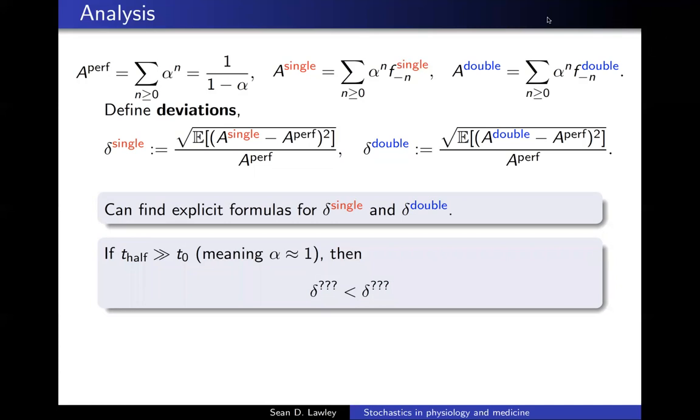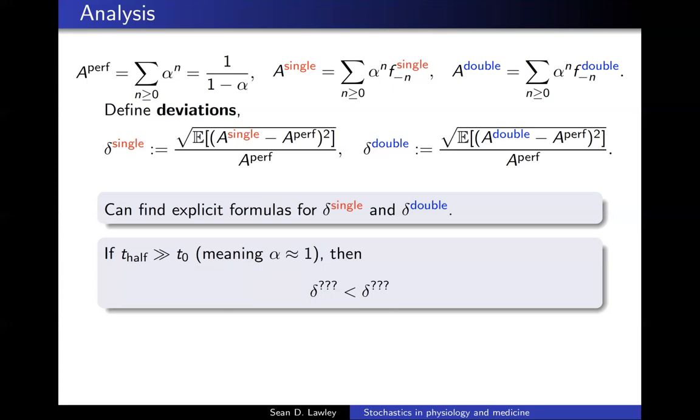Anyone, feel free to speak up or post in the chat. Let me first ask, if the drug has a long half-life, so T half is much longer than the dosing interval, and that means this alpha is close to 1, which dosing protocol has a smaller deviation? Put another way, if the drug has a long half-life, should you skip your missed dose? That is, should you follow the single dose strategy, or should you take a double dose to compensate for a missed dose? So what do you think? Anyone willing to offer an intuitive guess here? Half-life is long. Should you skip the dose or take a double?